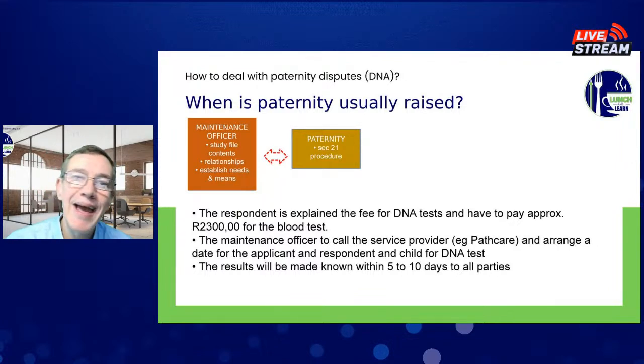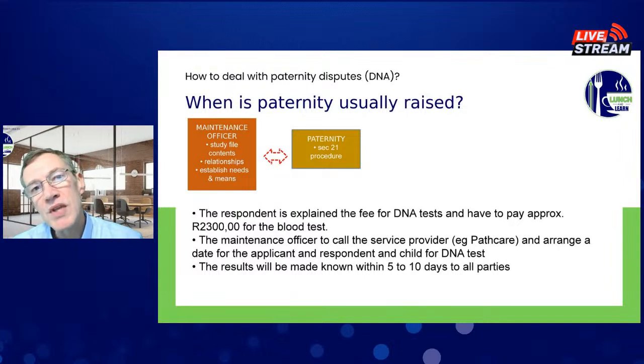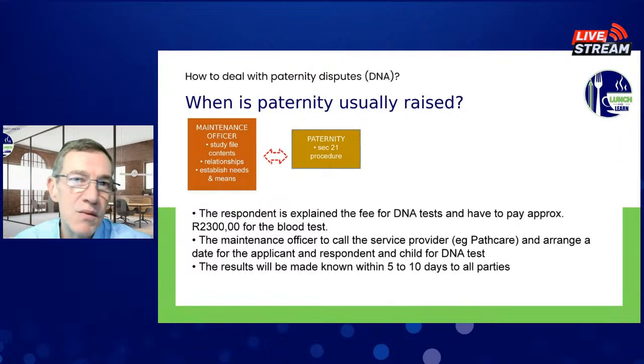The normal DNA kits that you could buy over the internet are not advisable. They are not admissible in court because there's no chain of custody that would be followed, and I'll be alluding to that in the next couple of slides. So you could use these DNA kit forms, but it would not be admissible in court. The results of these tests usually will be available after 5 to 10 working days, and they would be made available to all parties if all parties contributed to the cost thereof. If the state paid for it, then the results will only be made available to the state.